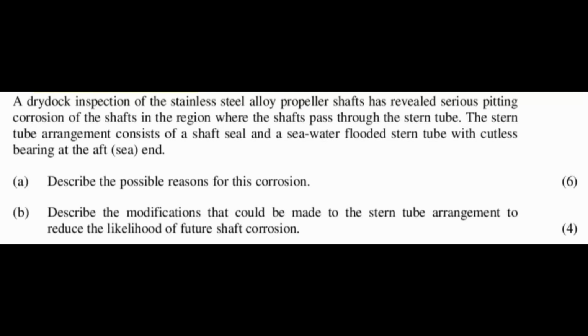A. Describe the possible reasons for this corrosion. B. Describe the modifications that could be made to the stern tube arrangement to reduce the likelihood of future shaft corrosion. A. Possible reasons for corrosion.